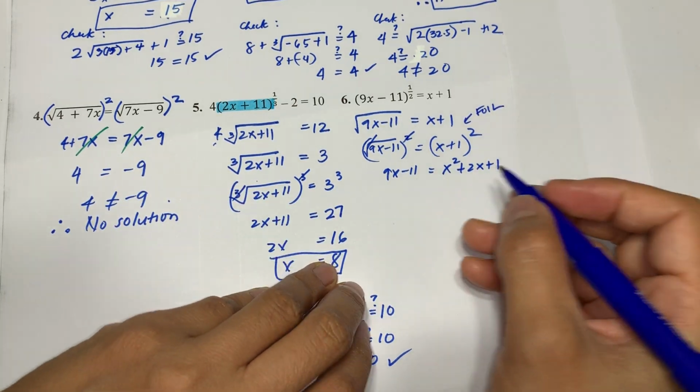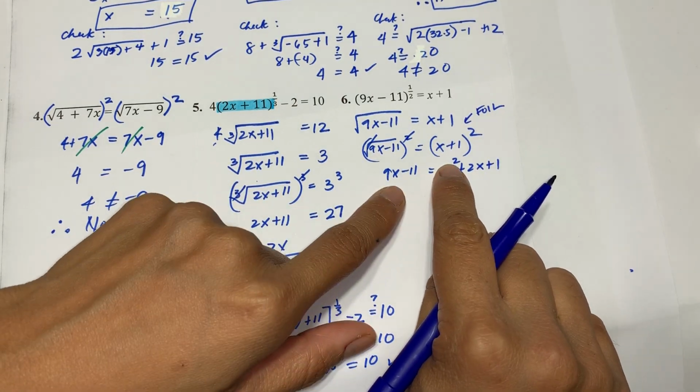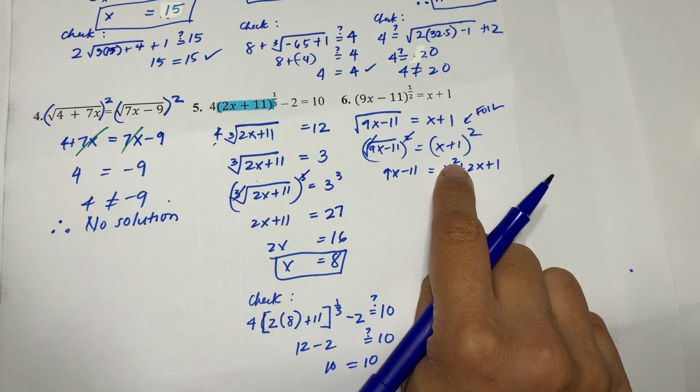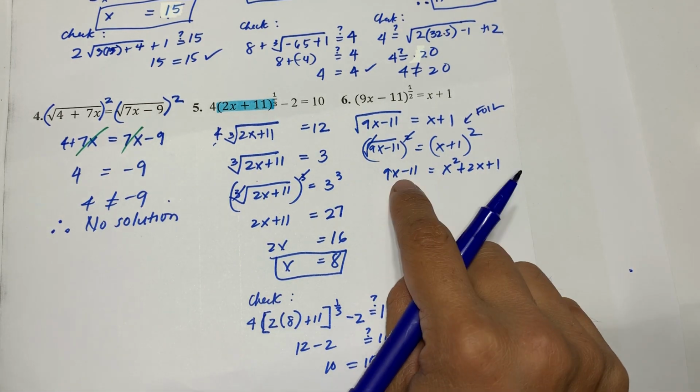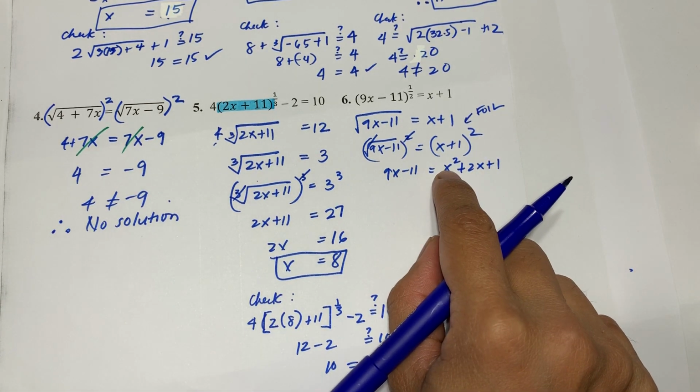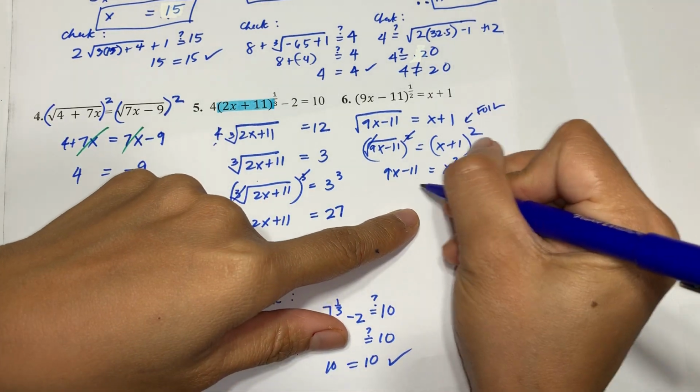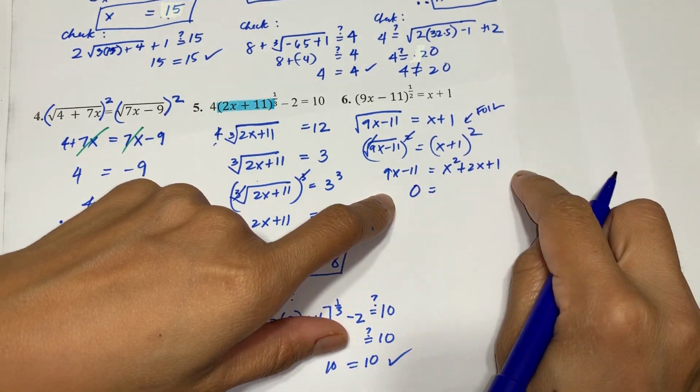Okay. This is quadratic. So if it's quadratic, factoring. Move everything to one side. I'm going to move it to the right, so we're going to have a positive x squared. So make the left side 0. Move 9x minus 11 to the right.